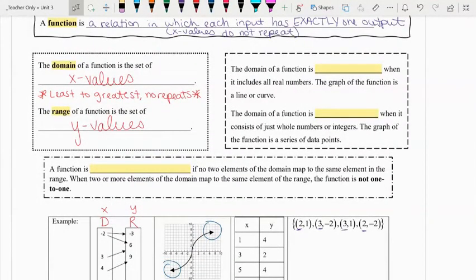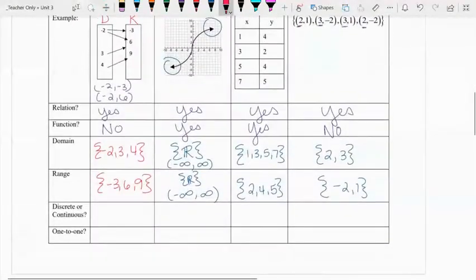All right, so the next 2 things are talking about the graph itself. So the domain of a function is continuous when it includes all real numbers. The graph of a function is a line or a curve. The domain of a function is discrete when it consists of just whole numbers or integers. The graph of a function is typically just data points. Okay, so discrete or continuous.